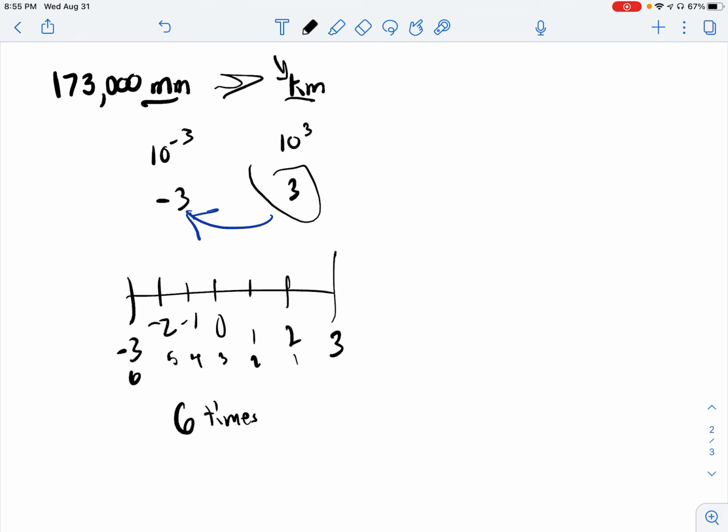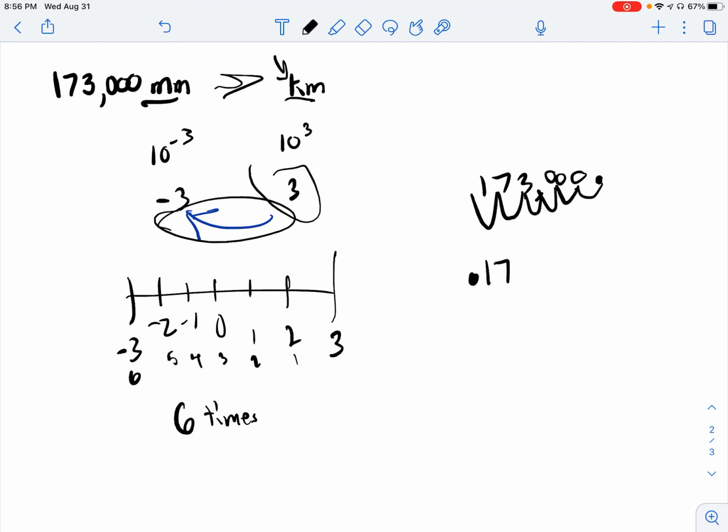Go ahead and take our number here, 173,000. Our decimal is at the end if we never have it. If it's not put there, go ahead and put it at the end. You need to move it over 6 times to our left here. So we've got 1, 2, 3, 4, 5, 6. You should get 0.173 kilometers.